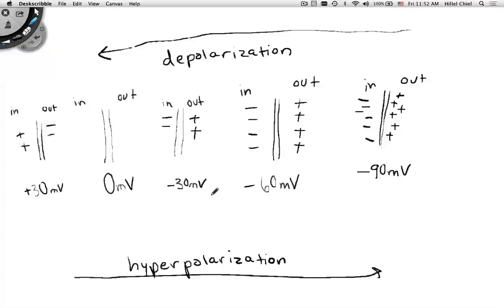That's right. And then the other, if we add negative charges inside, that's going to move us in the hyperpolarizing direction. And we can even do things like change concentrations, which shift the Nernst potential, and that may move the membrane to a more negative potential or a more positive potential.